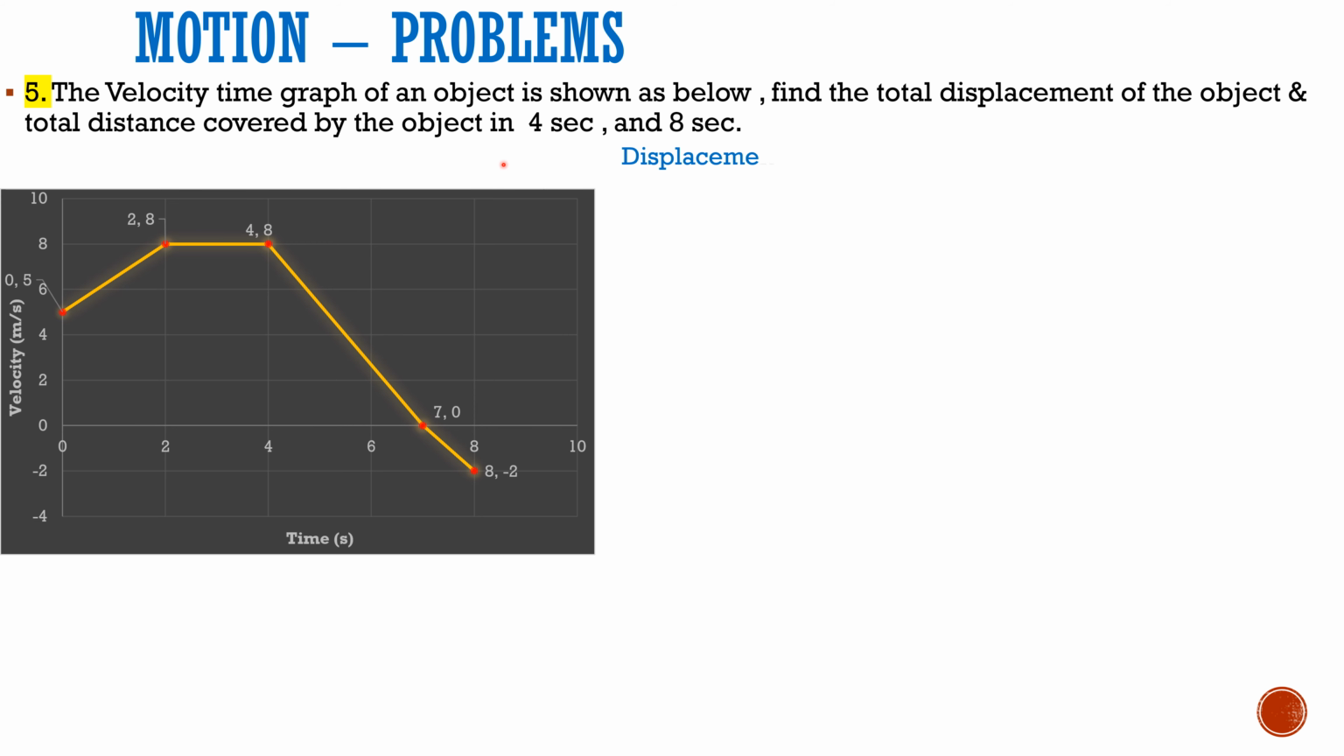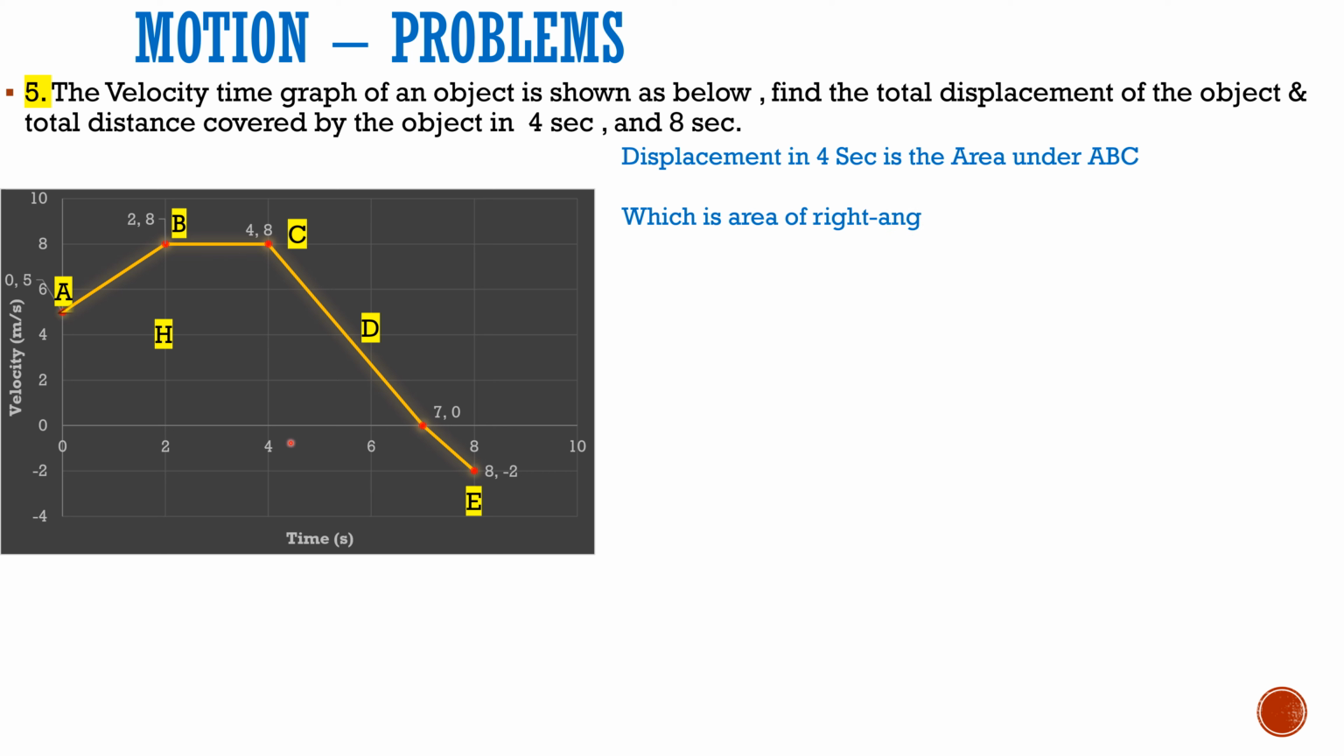So first thing is, let us look at the 4th second. What is the situation? This is the 4th second, and this is how it is. If you draw this, put the different points across: A, B, C, D, E, F, and the 4th second is this one. In this area, if we find out, then we'll be able to find the distance or displacement. The total area under ABC. So we can divide this into different smaller parts.